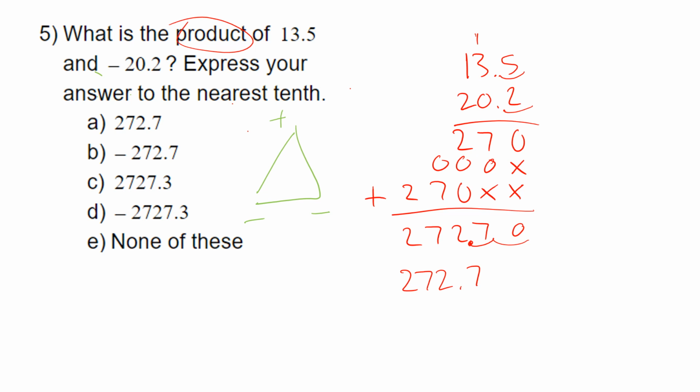But you have to remember the zero triangle, where when you multiply, we have a positive number times a negative number. So if you have a positive times a negative, the answer is negative. So it's this one, B.